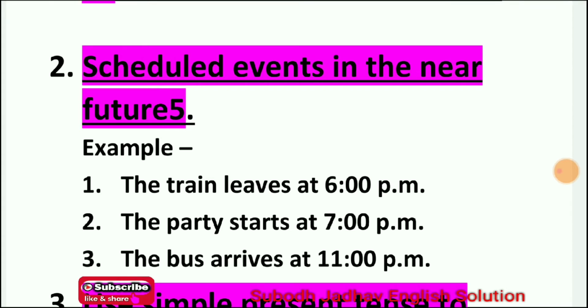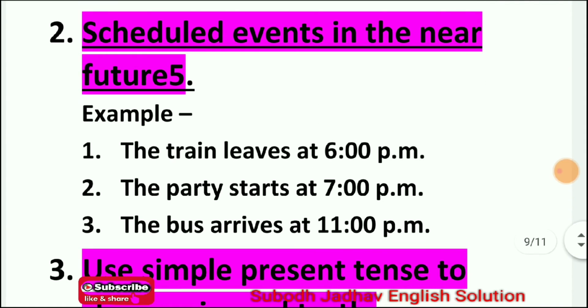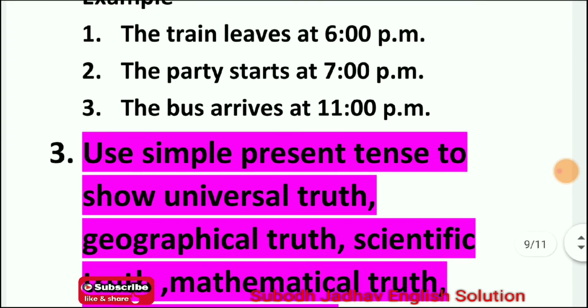These are future plans, but they are very near. These are future events, but they are very near. Therefore, we use simple present tense here. You should also use simple present tense when the event will come very soon.